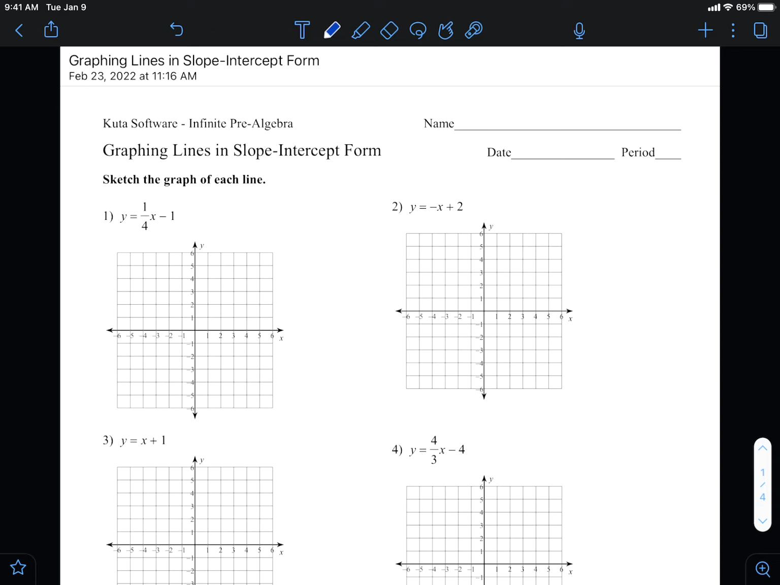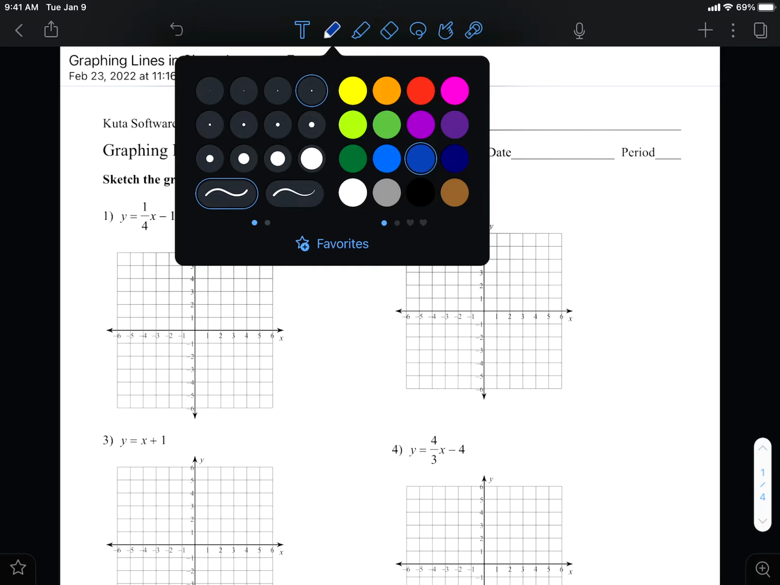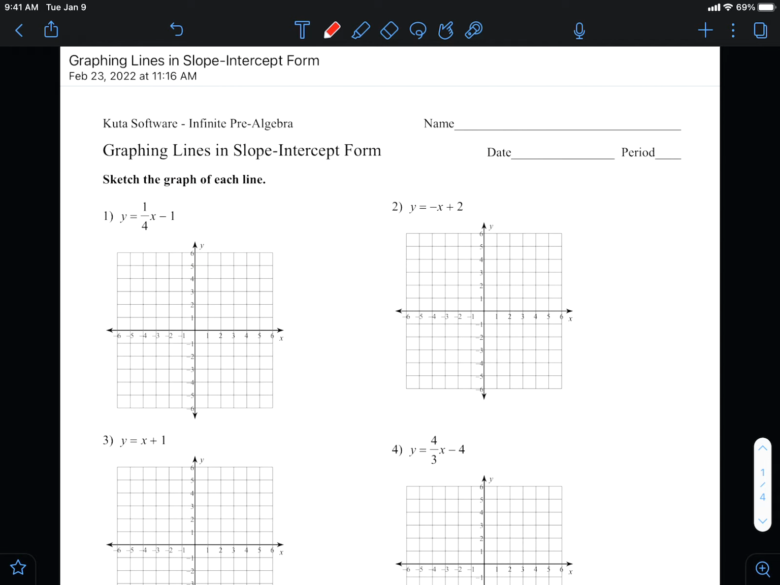All right. So this is the worksheet that you had yesterday for graphing lines in slope-intercept form. And we'll go through the answers. It seems weird to say answers when we're talking about graphing, but I guess it's an answer. There's a couple of different ways that you can approach these graphing questions.